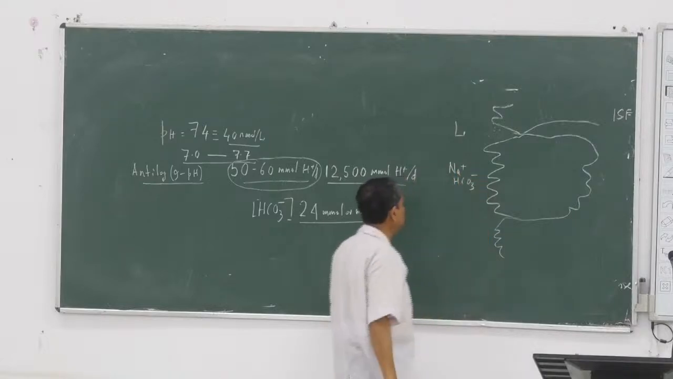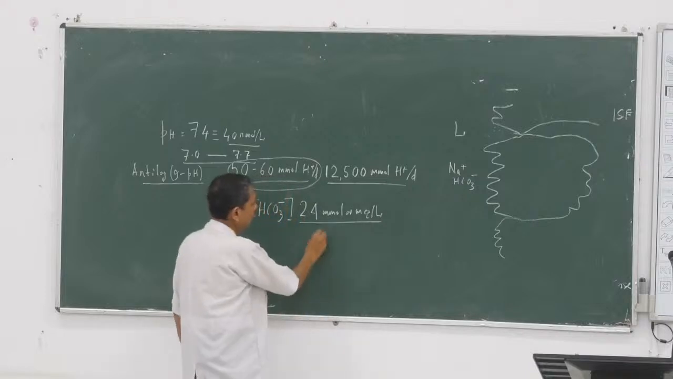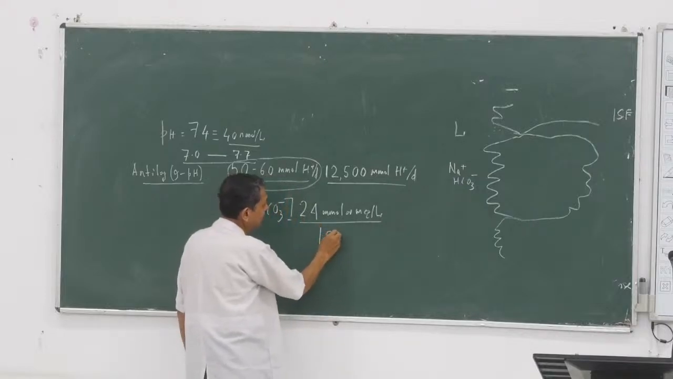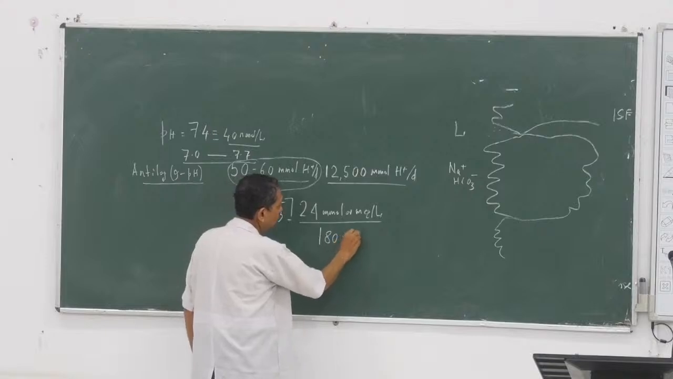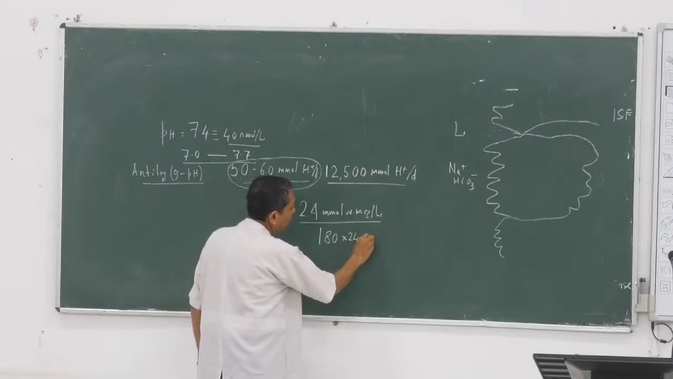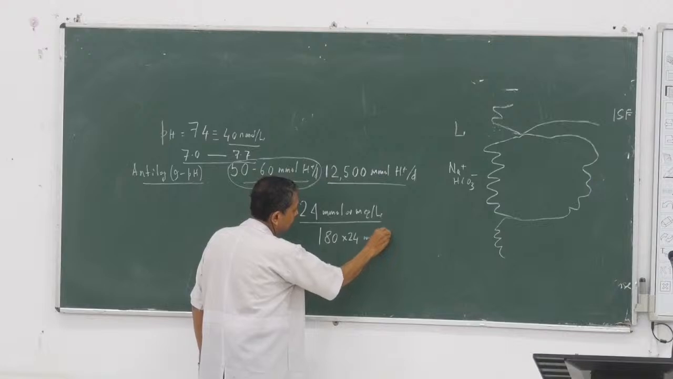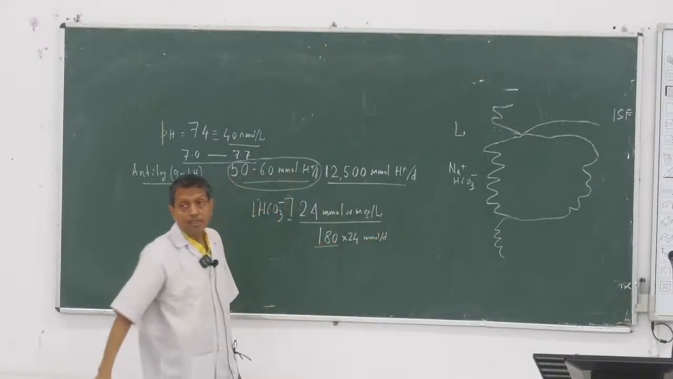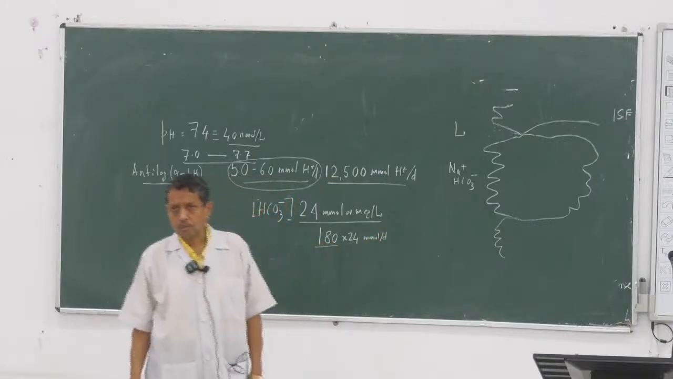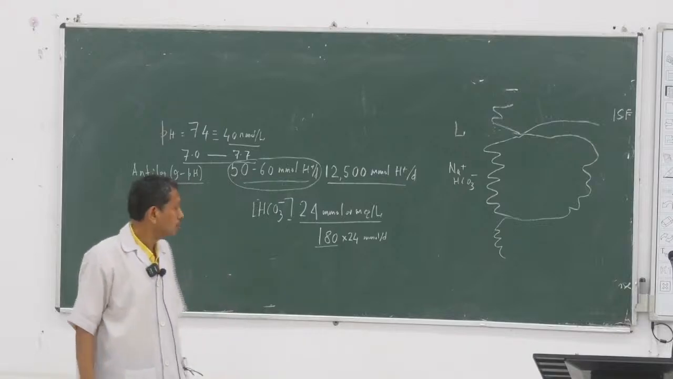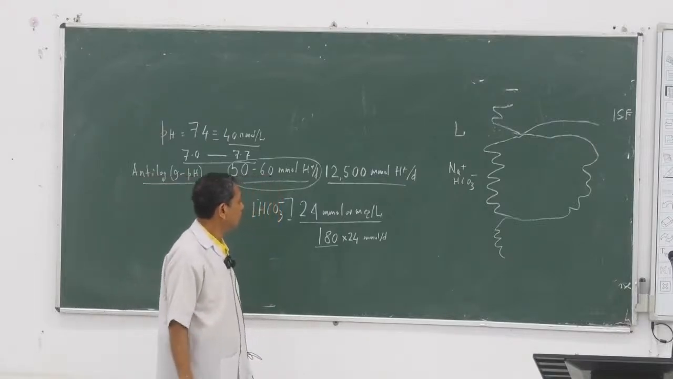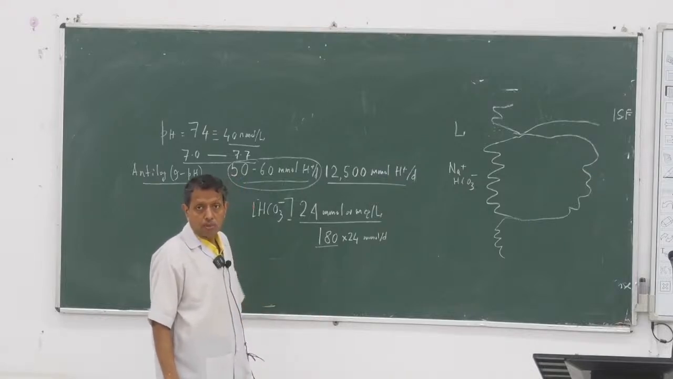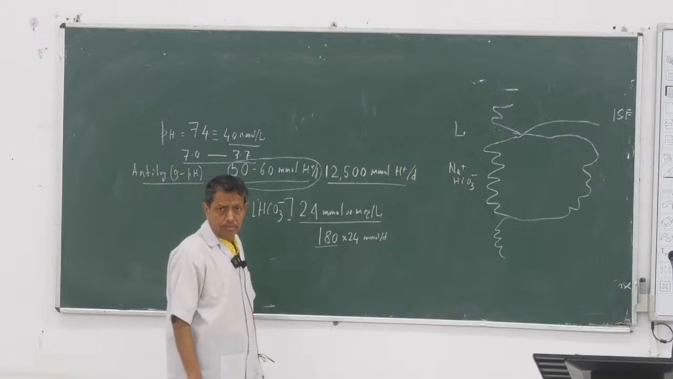It is coming, and filtered load per day is 180 multiplied by 24 millimole per day, where the GFR is 180 liter per day. You can calculate what this comes to, I think it will be 4320, you can work it out.